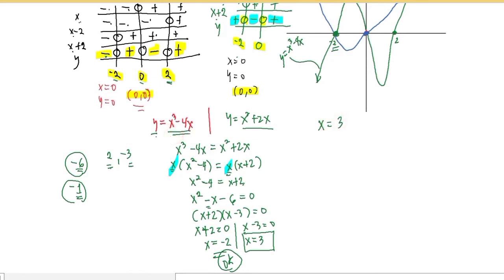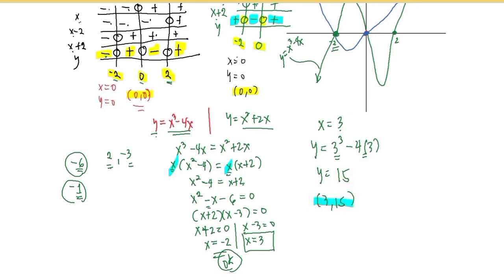No? Pero equal yan. So, you have y is equal to, if x is equal to 3, so that's 3 raised to 3 minus 4 times 3. So, we have y is equal to 27, no? 27 ito, minus 12, that is 15, no? So we can see that's 3, 15. Nandoon daw yung point of intersection sa 3, 15.